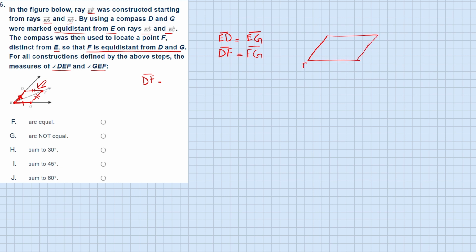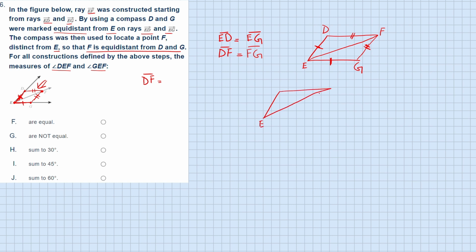Okay, so let's say this point is E, this point is G, this is D, and this is F. This length is equal to this length, and this length is equal to this length, like DE is equal to EG. And we can draw a line here. Let's say I break this shape into two triangles like this.